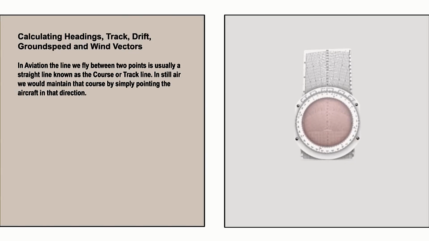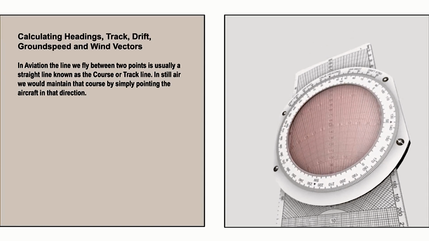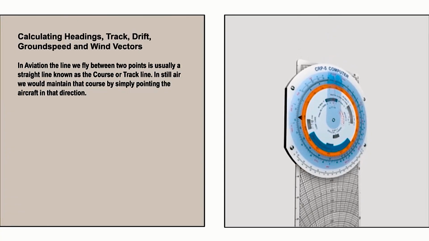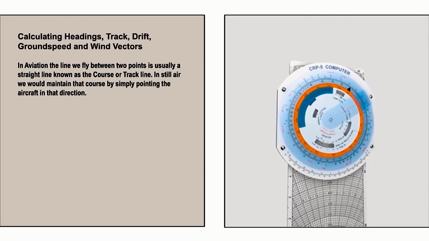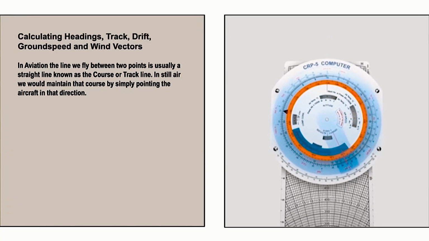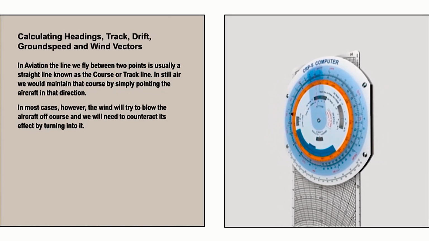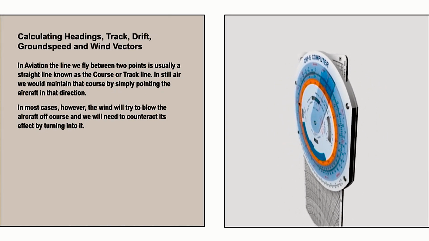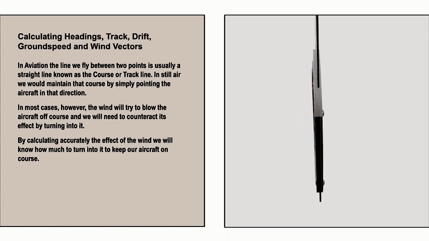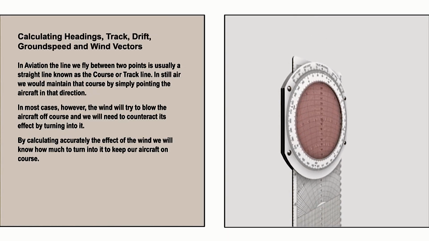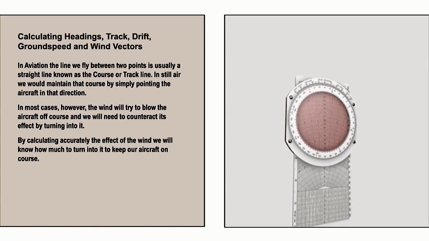In aviation, the line we fly between 2 points is usually a straight line known as the course or track line. In still air, we would maintain that course by simply pointing the aircraft in that direction. In most cases, however, the wind will try to blow the aircraft off course, and we will need to counteract its effect by turning into it. By calculating accurately the effect of the wind, we will know how much to turn into it to keep our aircraft on course.